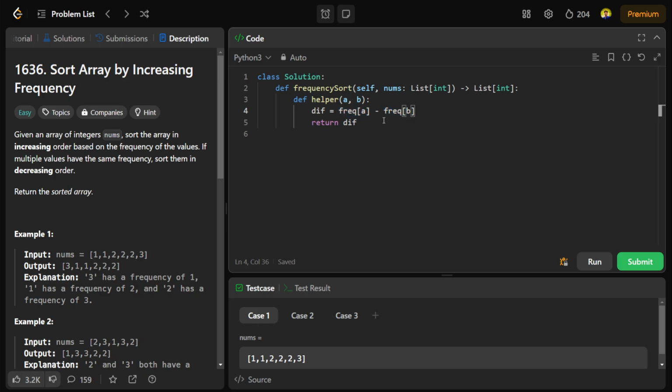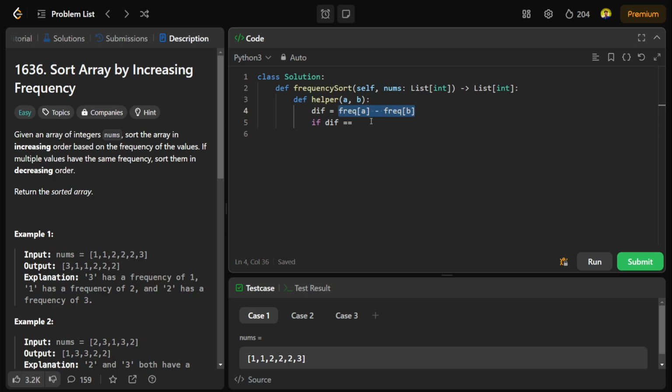But what we need to do for handling the other case, if they have a common value? So I can say, if this difference value is equal to 0, or you can simply take this particular thing.